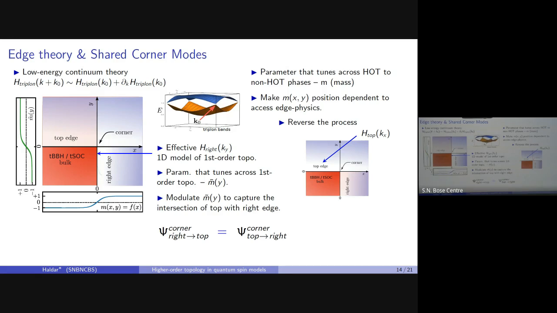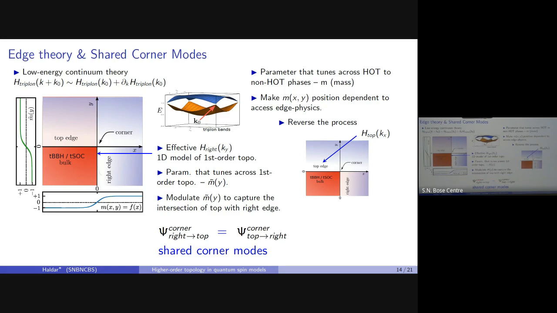In our models, I have checked this, right? And just take some time to appreciate this, it is a very subtle argument. Imagine if this was not a shared corner mode, and we have another item from the checklist of higher order topology to hold. So just appreciate this point for a while.